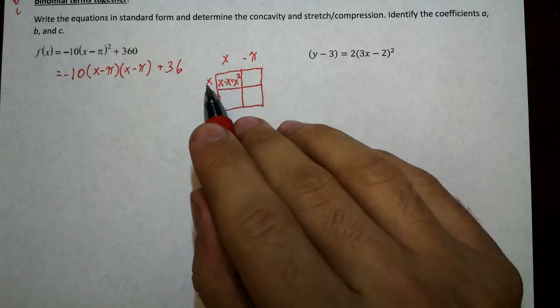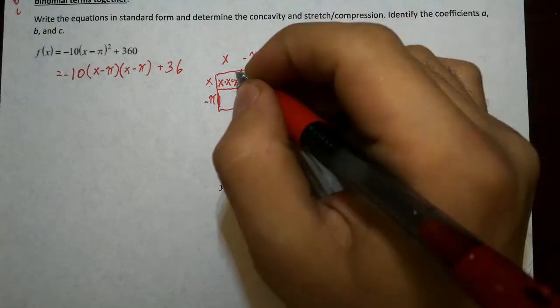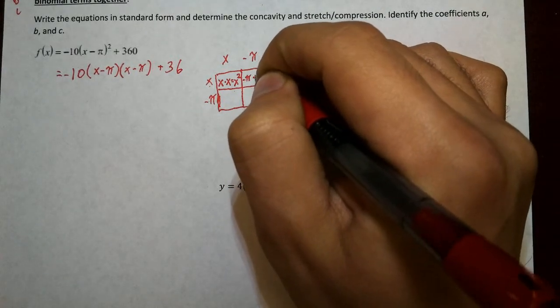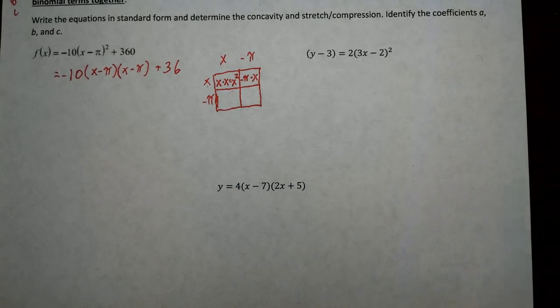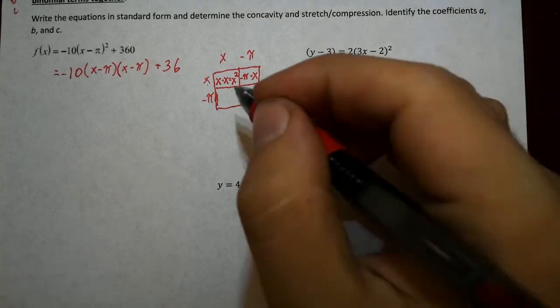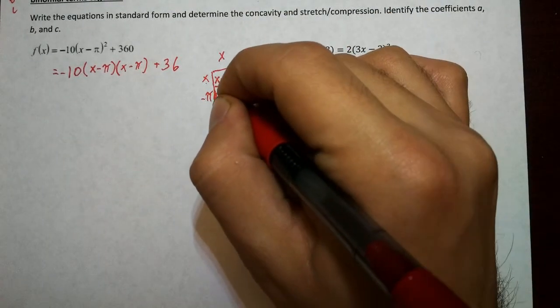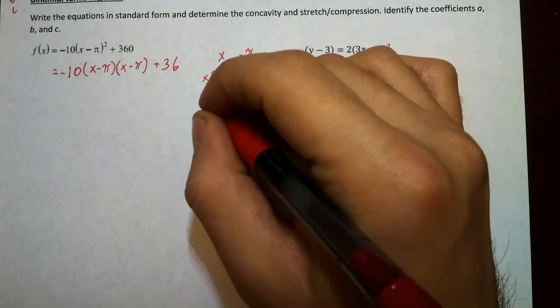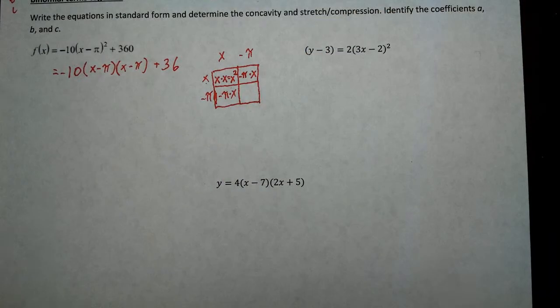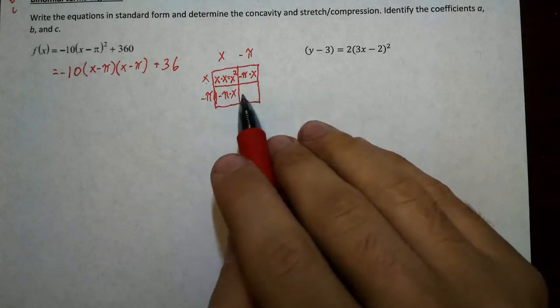Now we're going to multiply to get this box: x times negative pi. We can actually just write this as negative pi times x, and that works perfectly. We don't even need to simplify that because it's just negative pi x. Weird, but okay, pi is a number. Same here: negative pi times x. In this last box, we're going to do negative pi times negative pi.